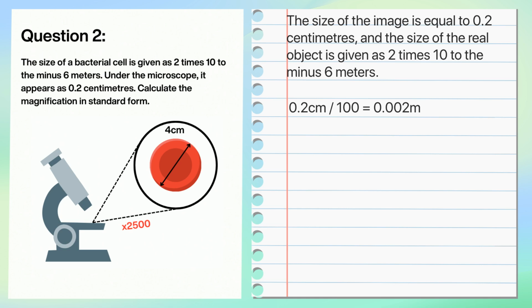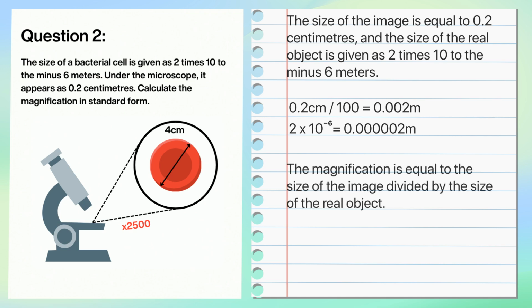Now, we must convert out of standard form. 2 times 10 to the minus 6 meters is equal to 0.000002 meters. Next, we can apply the formula. The magnification is equal to the size of the image divided by the size of the real object. Hence, the magnification equals 0.002 meters divided by 0.000002 meters. This is equal to 1000.